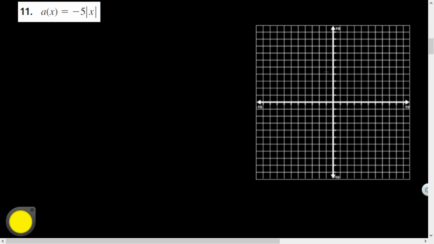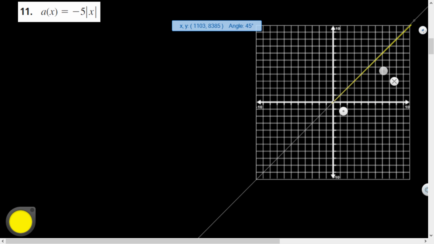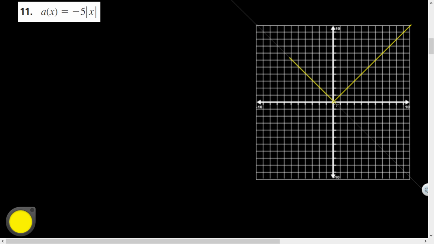So you guys know what the parent function looks like. You guys are expert absolute valuers. All right, there we go. There's the original parent function. This one has been stretched by a factor of 5. Let's do this in 2 moves. 1, vertical stretch by a factor of 5.